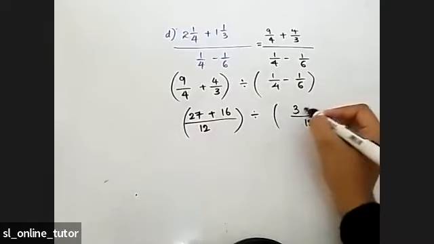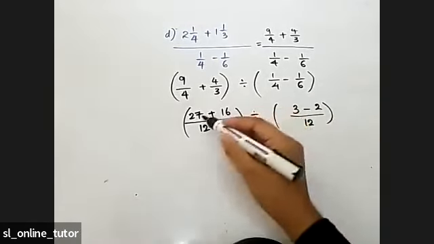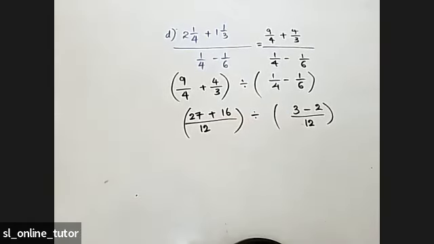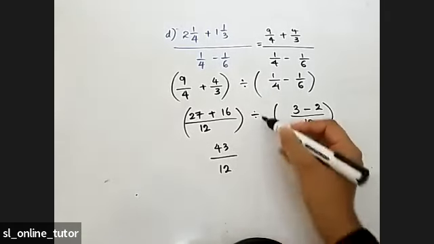So 1 times 3. 6 times 2, 1 times 2. Now you can add these two. What can you get here? 37. Yes, 43 upon 12. Now division.